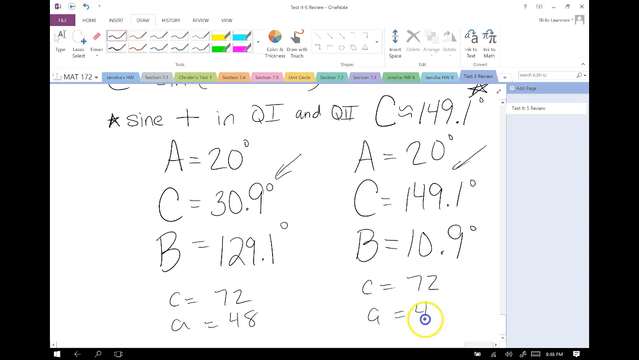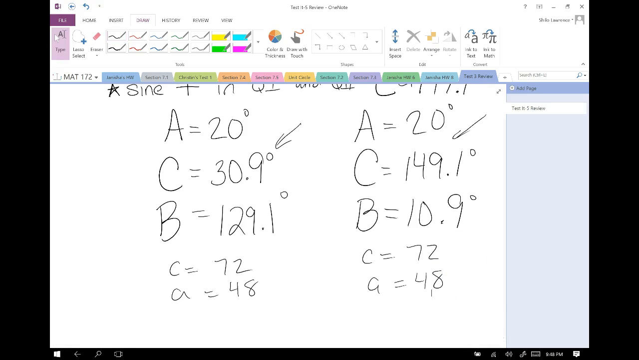So from here, we're just working it like two problems. Now for both options, we need to figure out what little b would be. And they would come out different for both of them. So that's the trick with the two answer triangles.